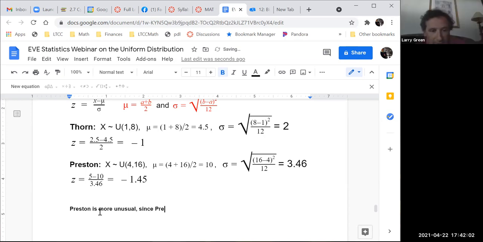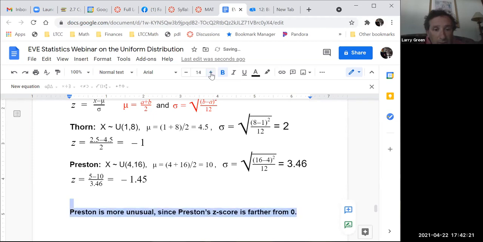Since Preston's z score is farther from 0. Any questions on this? Any questions?